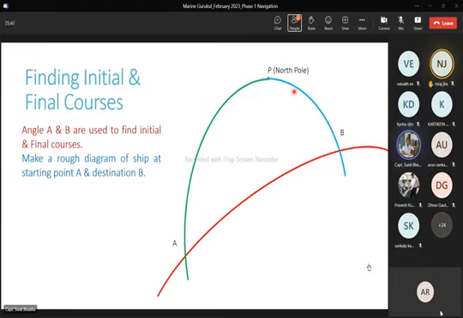So you see the North Pole, you see the initial position A, and you see the final position B. AB is the great circle track between these two positions. Let's first make a rough diagram of the ship at position A when it is moving on this great circle track. And let's make the rough diagram of the ship at our destination position B. Beta, any doubt up to here?